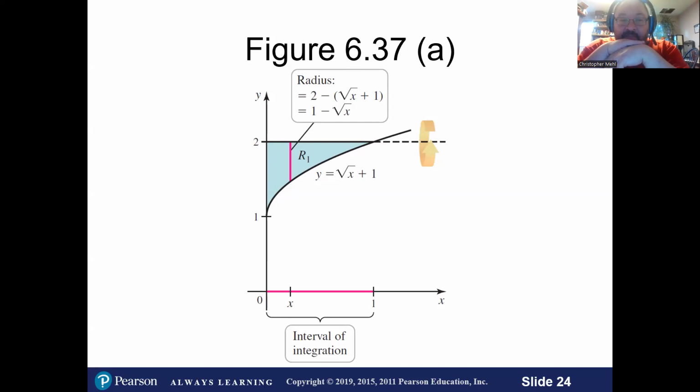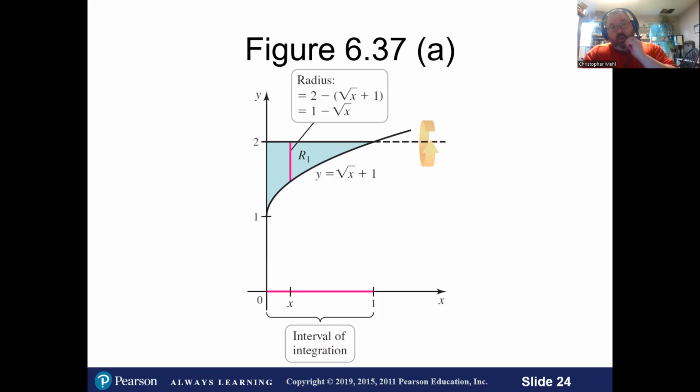We have the line y equals 2. So instead of y equals 0, the x-axis, the line we want to revolve around is the line y equals 2, and the region is the region bounded by the line y equals 2 and the curve y equals the square root of x plus 1. The idea is still the same. You want to take a cross section, you want to figure out what the radius looks like, and that's what you're going to work with.